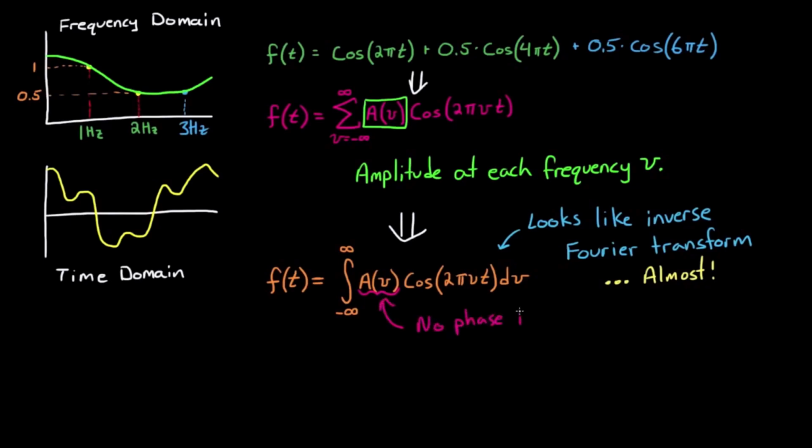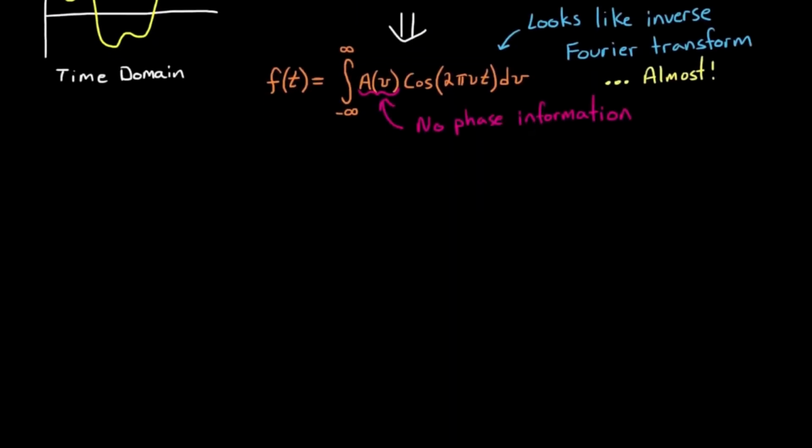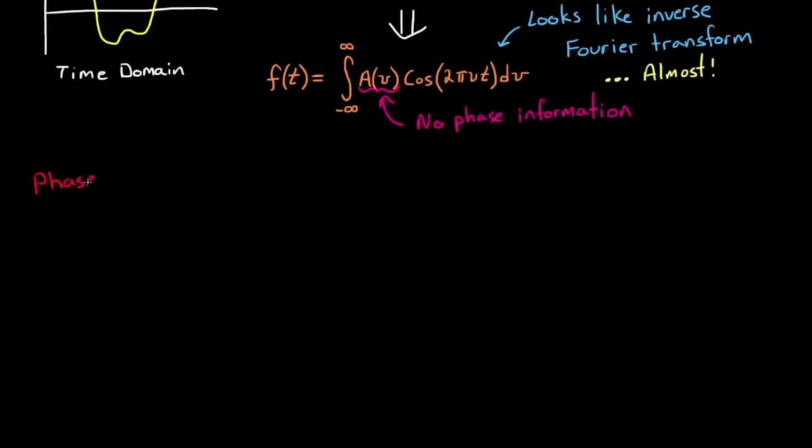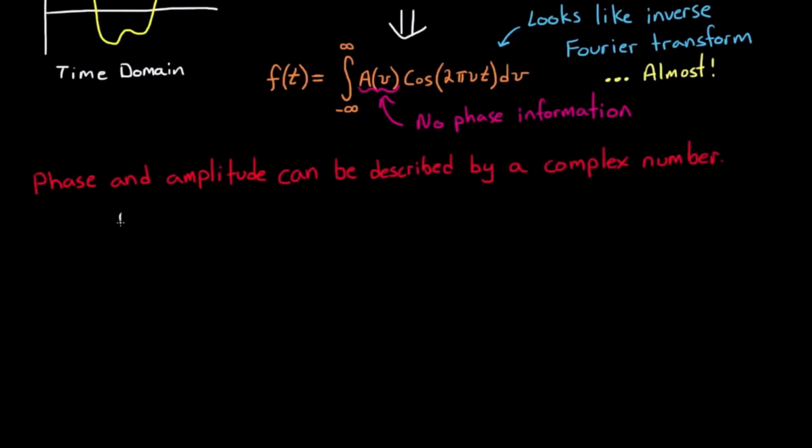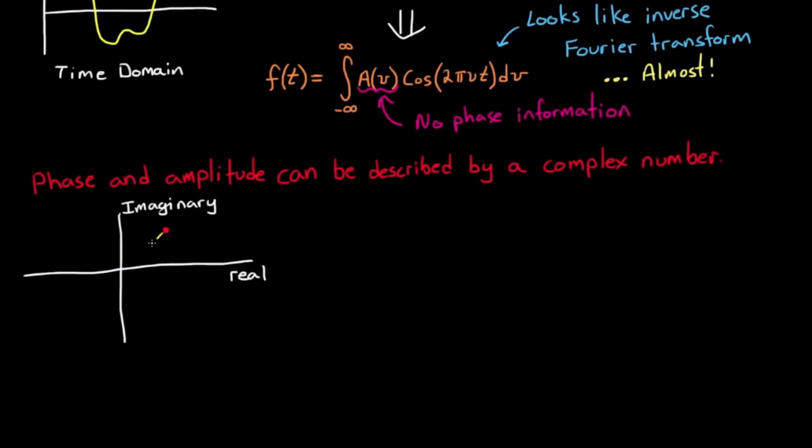But the equation still needs some work, and that's because we chose cosine waves that had 0 degrees of phase shift. But in general, signals can have sinusoids of any phase shift. Remember that phase and amplitude can be described by a single complex number, which is made up of real and imaginary components. If we plot that complex number on a real imaginary plane, then the amplitude is the distance from the point to the origin, and phase is the angle of that line from the positive real line.